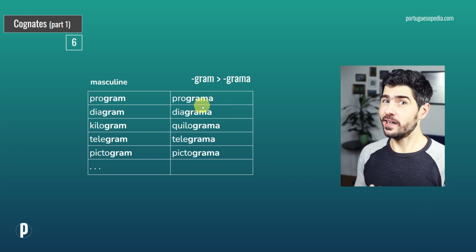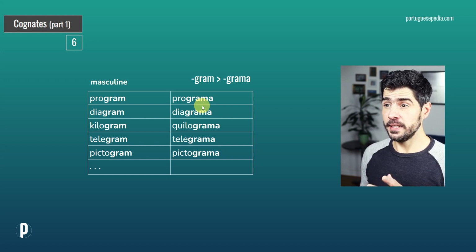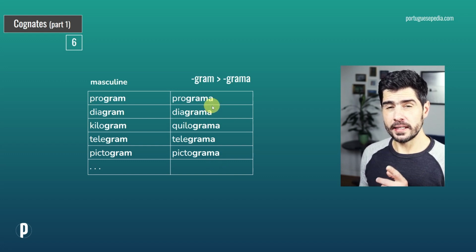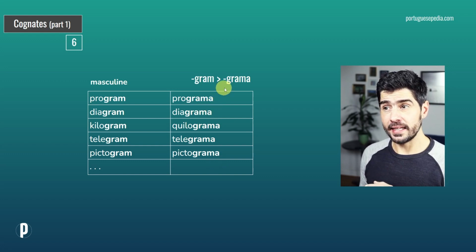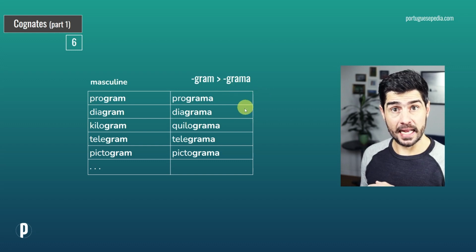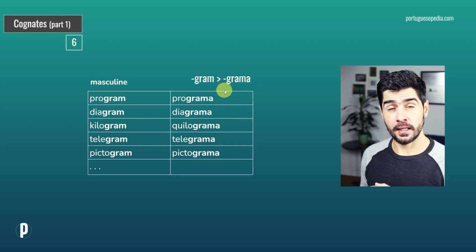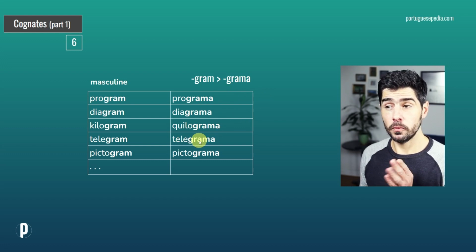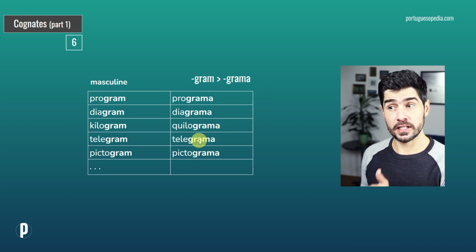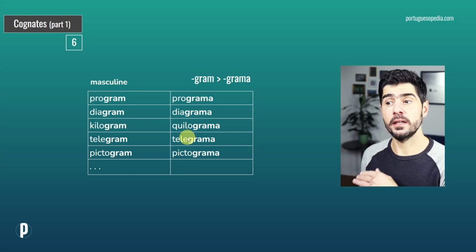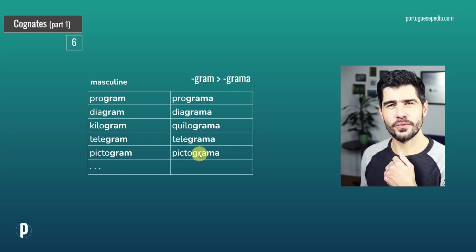A, chances are they are feminine, and that's right. But in this case, don't look at the last letter, look at the suffix, gramma, and then you know, okay, words ending in gramma, they are masculine, so you have telegramma. Word stress is next to last syllable, programma, telegramma, pictogramma.